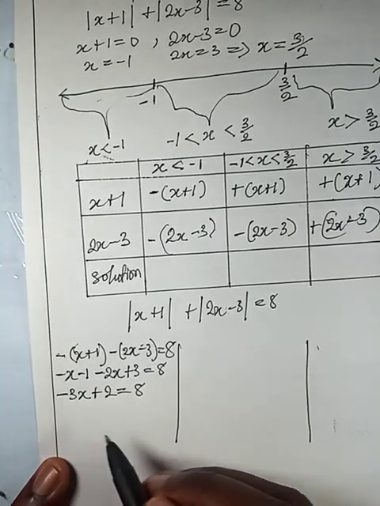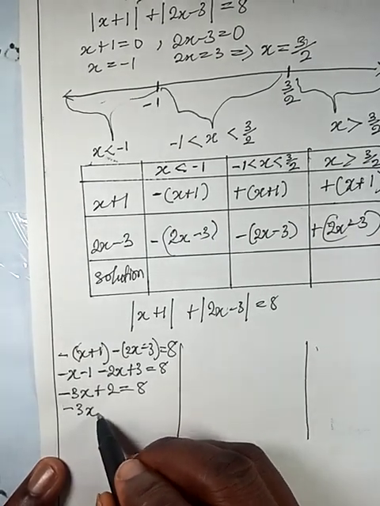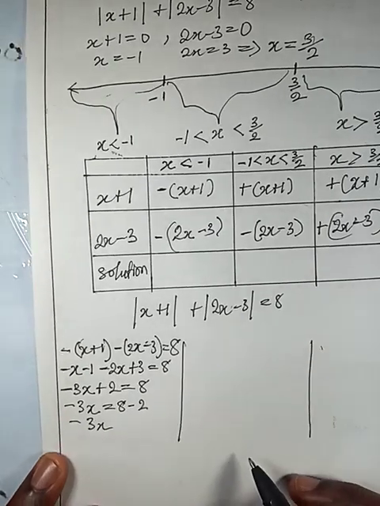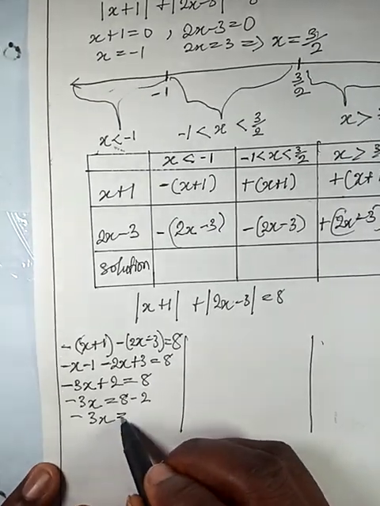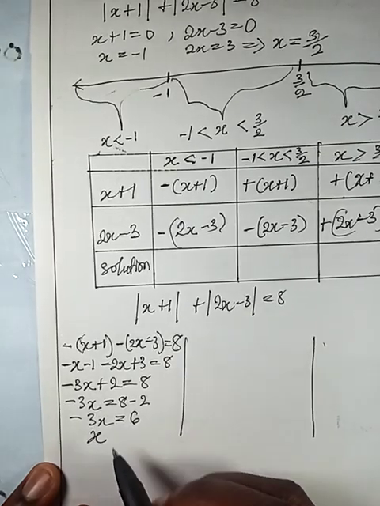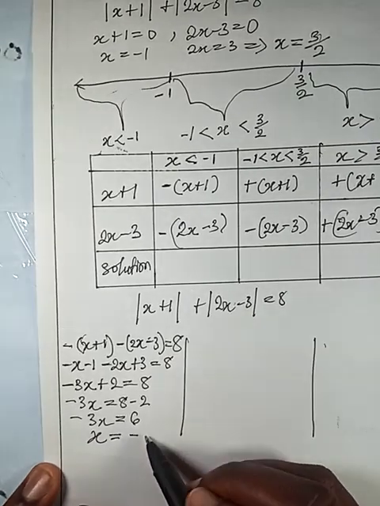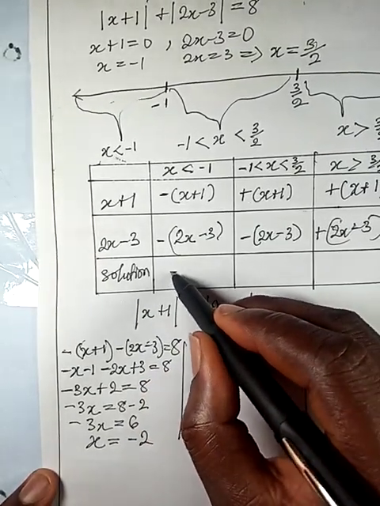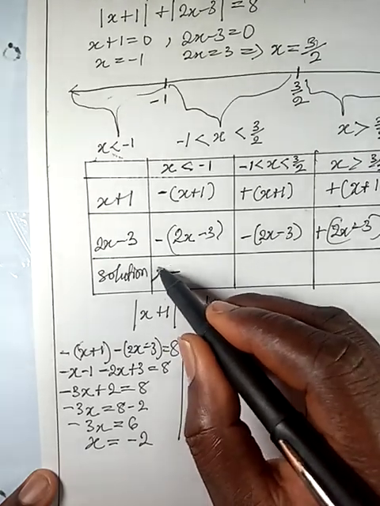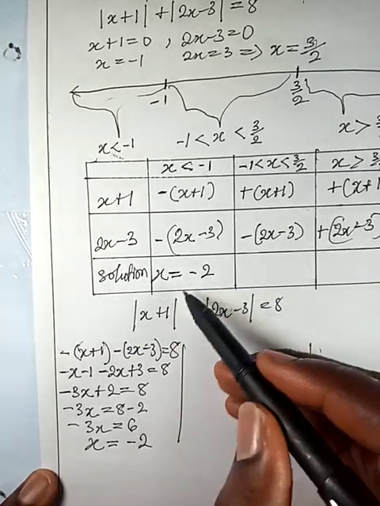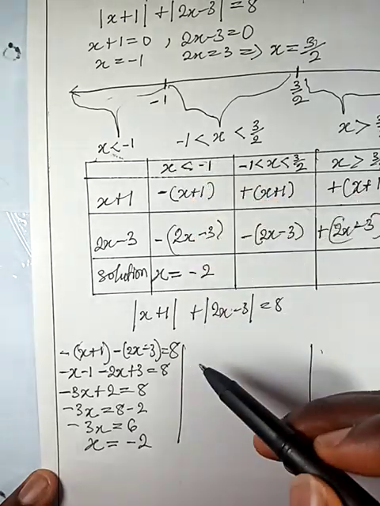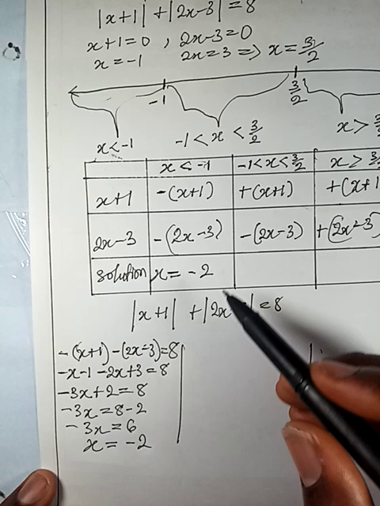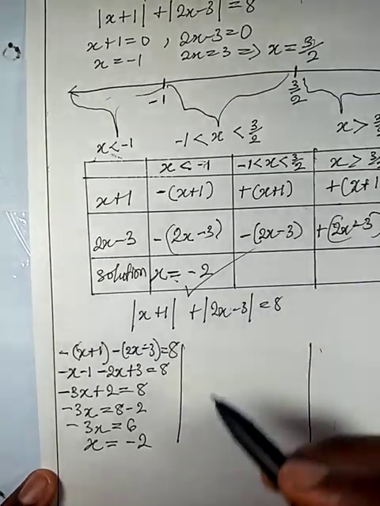Now, collecting like terms, this is minus 3x, this and this will give me plus 2 is equals to 8. Transposing, this will give me minus 3x is equals to 8 minus 2, minus 3x is equals to 6, and therefore divide both sides by minus 3. x is equals to minus 2. Now, does this solution fall within this range? Yes, it does, because minus 2 is definitely less than negative 1. So we will accept this as one of our solutions.